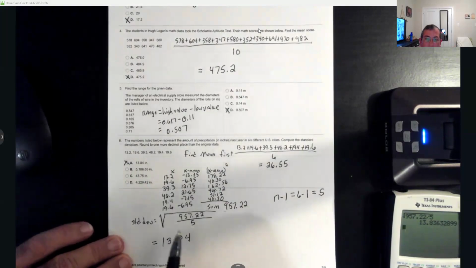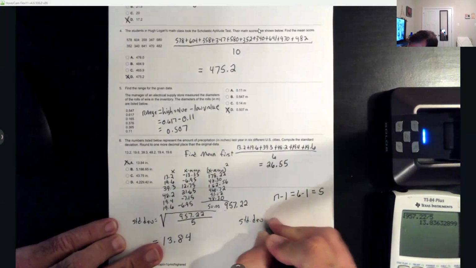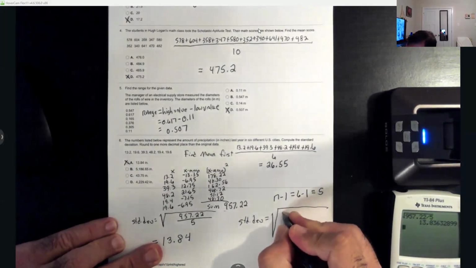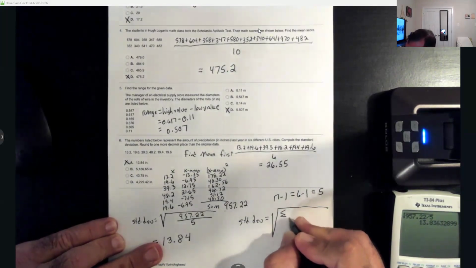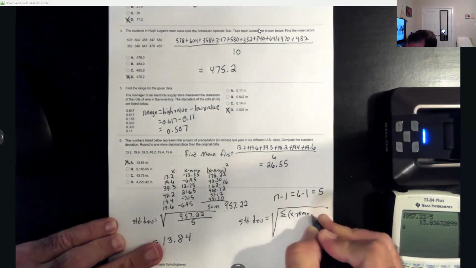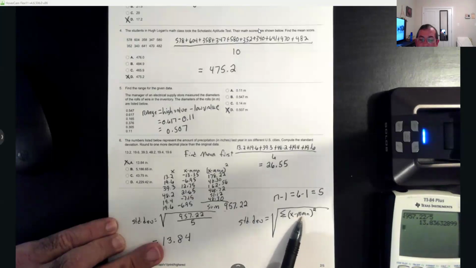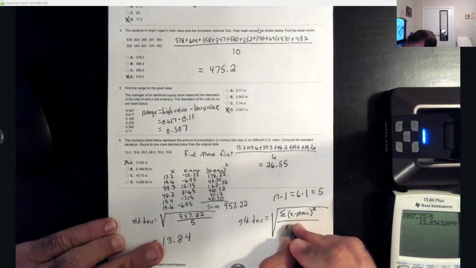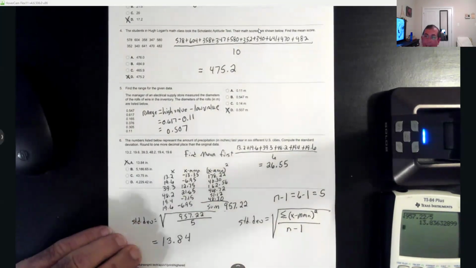Okay, and let me write out the whole standard deviation here. So the standard deviation was the square root. This E means the sum. So we did the sum of our x's minus our mean squared. So we squared all those x minus means and then we added them together. And then on the bottom, we did our n minus 1. And n is always the number of data points, okay?